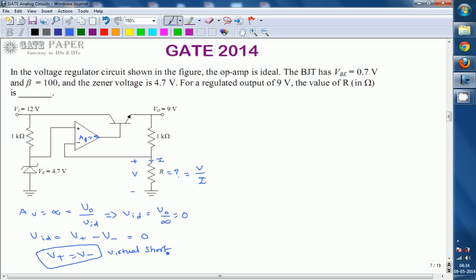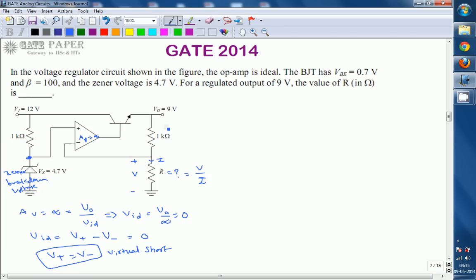So look at this. What is the voltage at the inverting terminal? That we are going to find out. The voltage at the non-inverting terminal is this one. This is connected to a zener diode, and the zener diode is given 12 volts. 12 volts is greater than the zener breakdown voltage, so it will be in the zener breakdown region. Whenever it is in the zener breakdown region, it maintains a constant voltage Vz, irrespective of the applied voltage. That is, it maintains 4.7 volts.